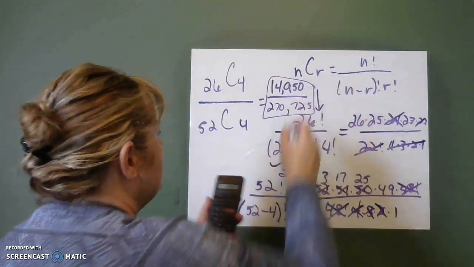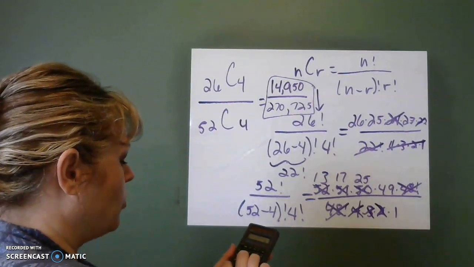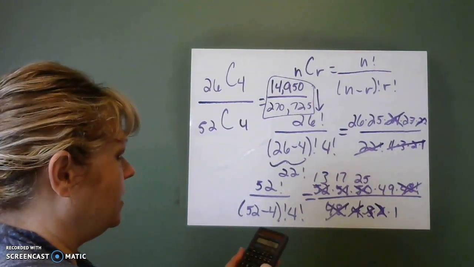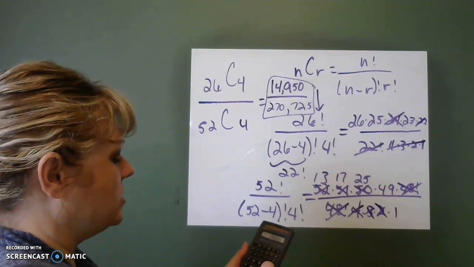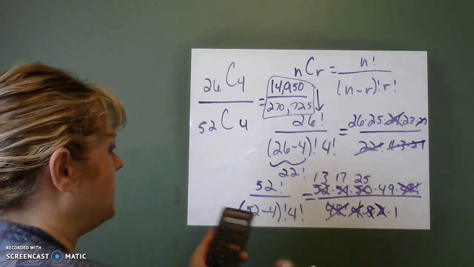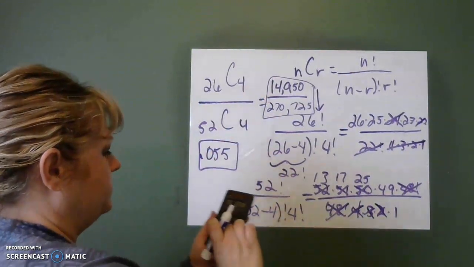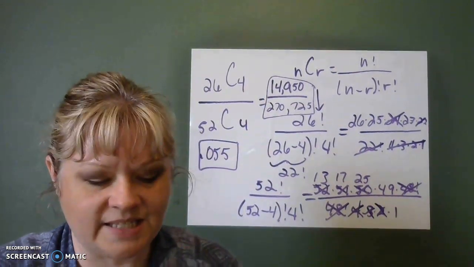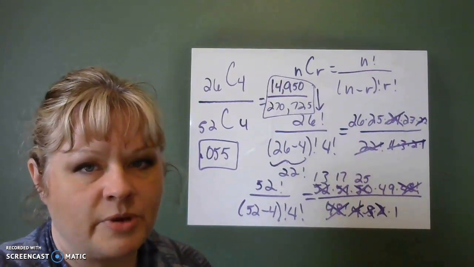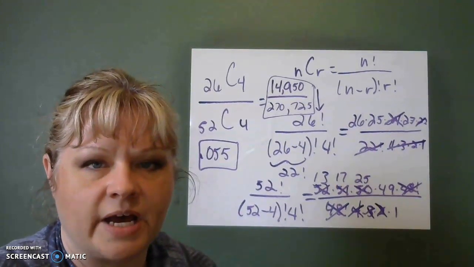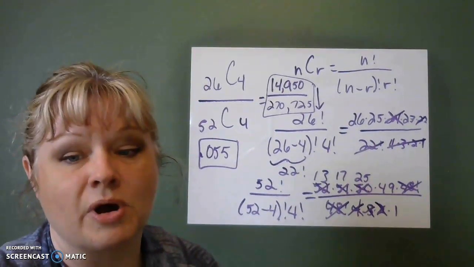270,725. So that's my final fraction. Now I divide that out. 14,950 divided by 270,725 is 0.055. So that's the value that you get when you multiply both of those combination formulas out and divide them by each other. So if you're looking at this as a probability, that's a very small probability.